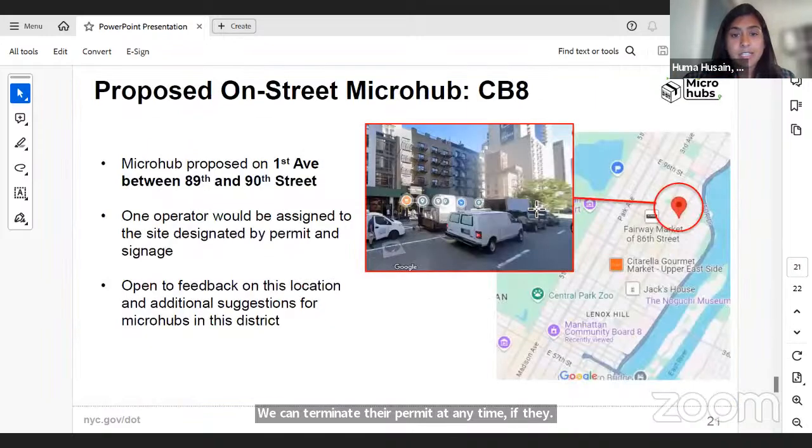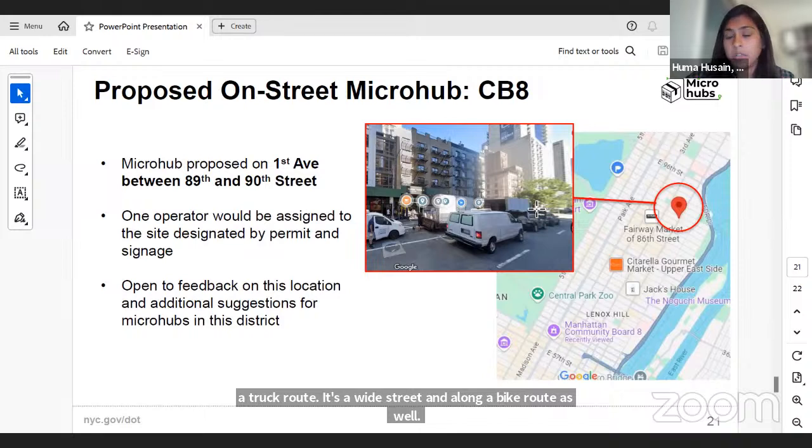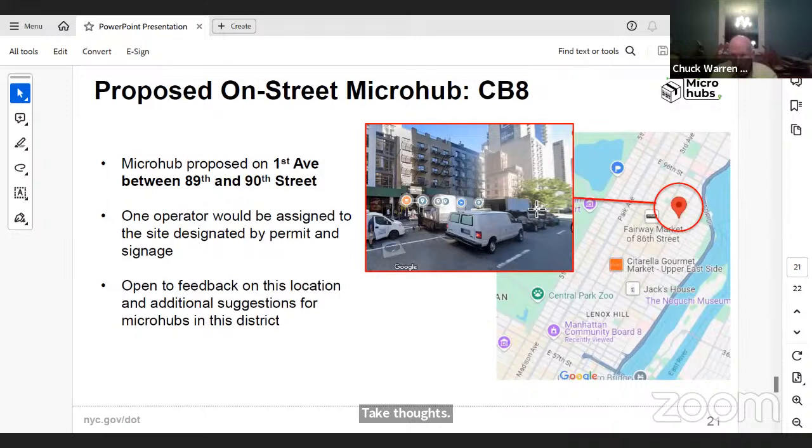And then lastly, just proposing one site to get the conversation going. This is on First Avenue between 89th and 90th Street. It's a truck route, it's a wide street, and along a bike route as well. It would be a protected space and designated to a single company to use as a micro hub. So I'm happy to take thoughts, but that's the end of my presentation. Thank you. Thank you, Homer.